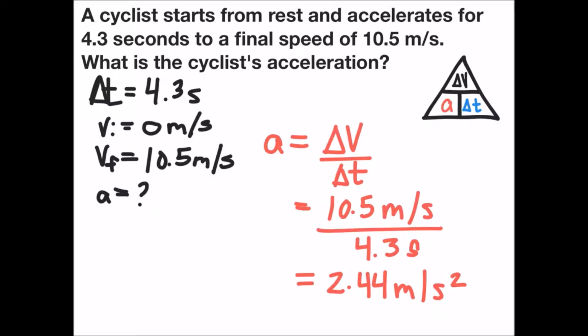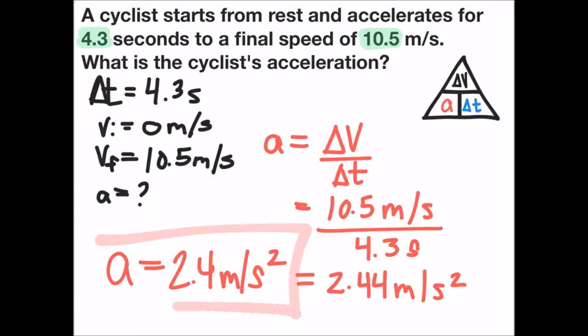I then have to go back into my word problem and check how many significant figures there are. The time of 4.3 seconds has 2 significant figures, and the final speed of 10.5 meters per second has 3 significant figures. Least significant figures means I have to write my answer in 2 significant figures. I can rewrite that as A equals 2.4 meters per second squared. Make sure you have the correct units and your answer is in the correct amount of sig figs.